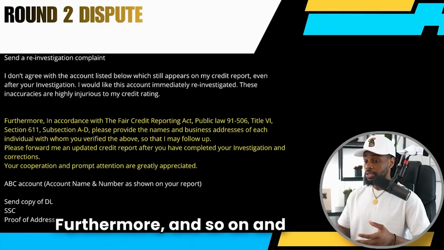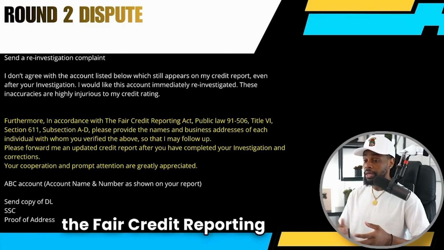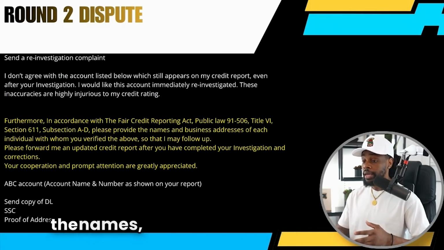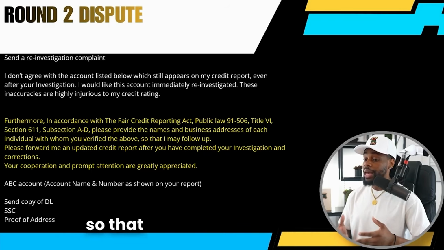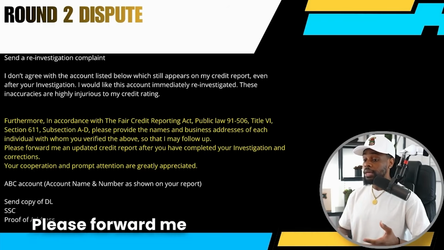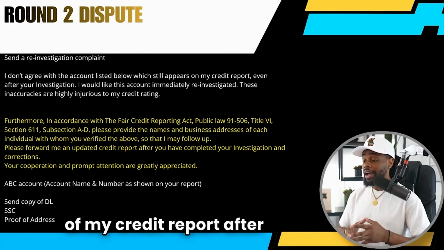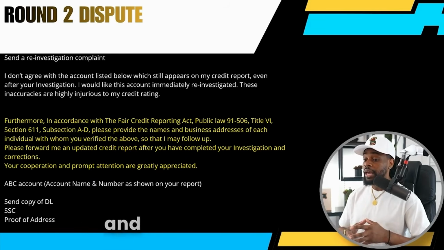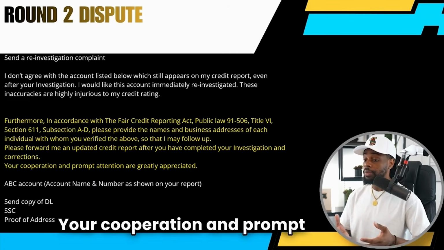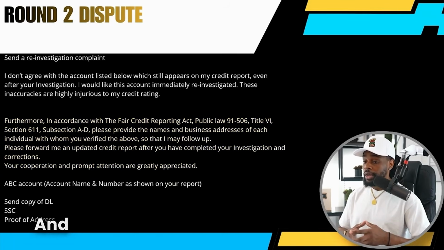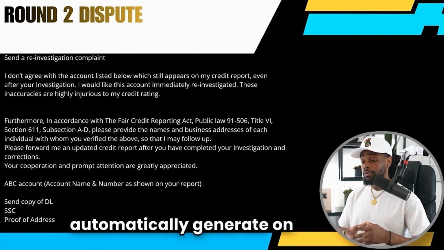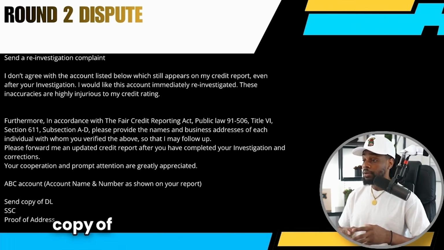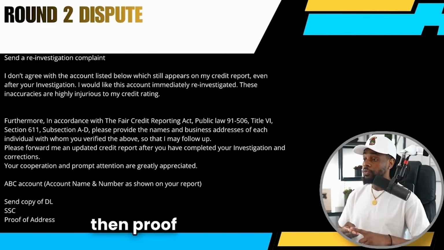Furthermore, and so on and so forth, in accordance with the Fair Credit Reporting Act, please provide me with the names and business addresses of each individual with whom you verify the above, so that I may follow up. Please forward me an updated copy of my credit report after you have completed the investigation and corrections. Your cooperation and prompt attention is greatly appreciated. And also the account information, which once again will automatically generate on Ryezing.com. And then you send a copy of driver's license, picture of your social security card, and then proof of address.